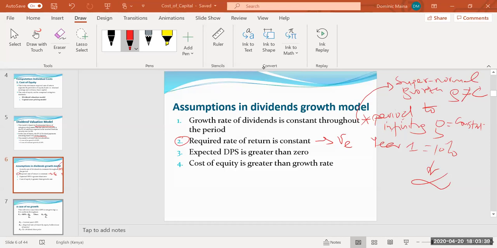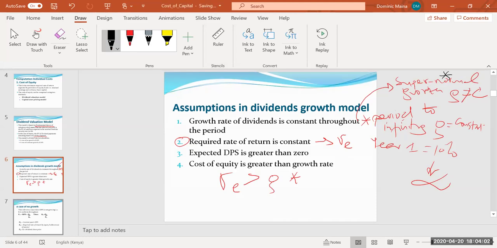And of course, the cost of equity, RE, must be greater than the growth rate. This applies to the period to infinity. There can be a scenario during the supernormal, one-off period where the cost of equity is less than the growth. However, for the period to infinity, g must always be less than the cost of equity. That is a must for us to apply the model.